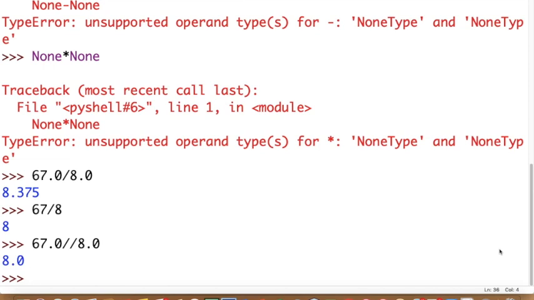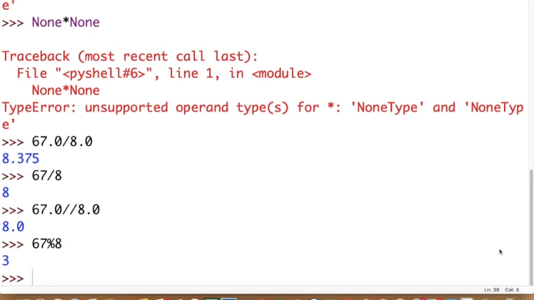Now let us go to the next operation, that is 67 percent 8. Let us find out the value of this particular operation. Now as expected, it is giving you 3, the remainder of 67 when divided by 8. This is usually simple to understand: the percent operator, or the modulo operator, gives you the remainder of a particular division.